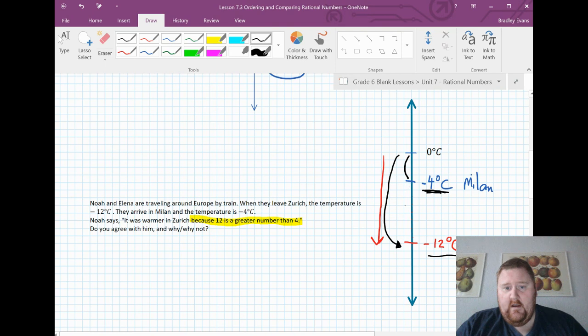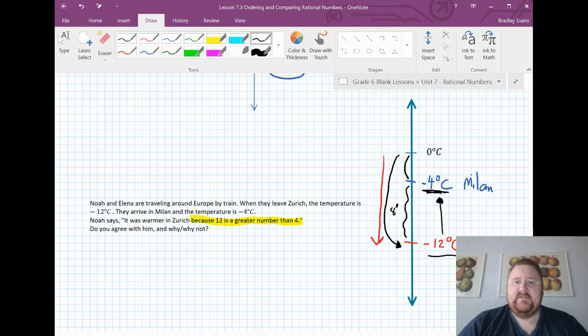So Noah is not correct because negative 12 degrees Celsius is colder than negative 4 degrees Celsius. It's actually colder by 8 degrees. There's an 8-degree difference. So we could say that when they went from Zurich here, their temperature increased 8 degrees. It actually got 8 degrees warmer. So negative 12 in Zurich is colder than negative 4 degrees in Milan because it is further away from 0.